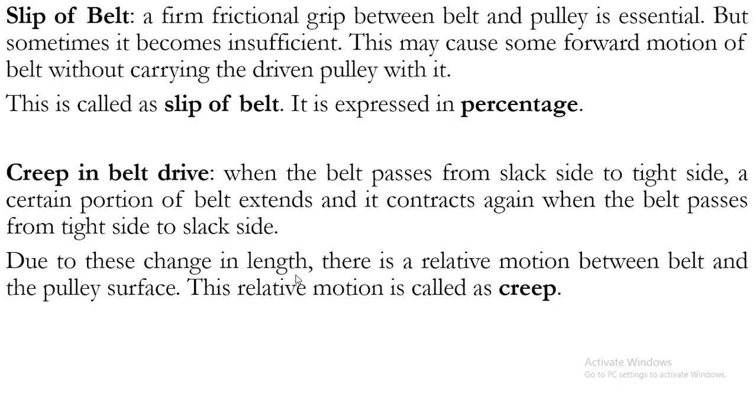And how the length of the belt gets changed is, when the belt moves from slack side to tight side, that portion of the belt gets extended, and when the same belt moves from tight side to slack side, that portion of the belt may contract. So that leads to a change in length of the belt, and due to the change in length of the belt, there is a relative motion between the belt and the pulley surface, and that relative motion is called creep.